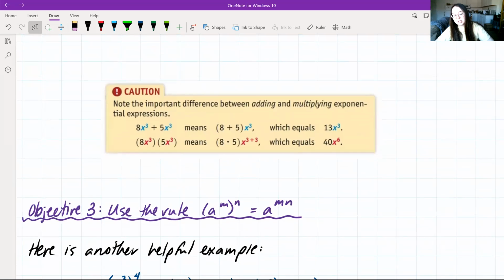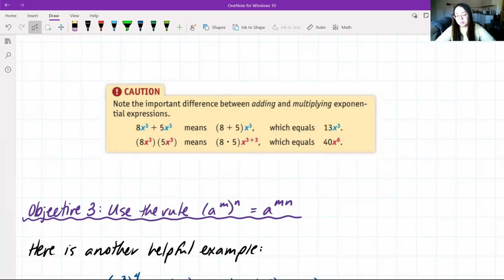All right, so another word of caution, note the important difference between adding and multiplying exponential expressions. If we have something like 8x to the third plus 5x to the third, this is going to mean 8 plus 5 in parentheses times x to the power of 3, which is 13x to the power of 3. If we have 8x to the power of 3 times 5x to the power of 3, this is going to mean 8 times 5 times x to the power of 3 plus 3, which is then going to equal 40x to the power of 6.